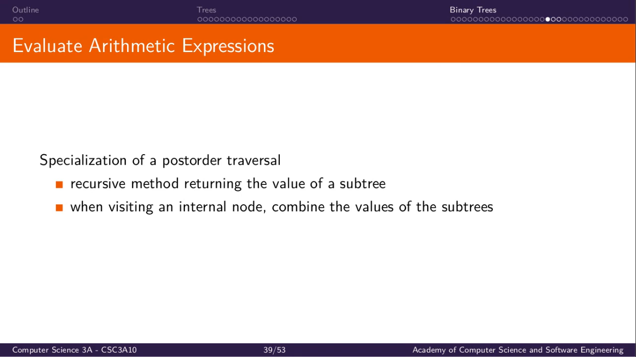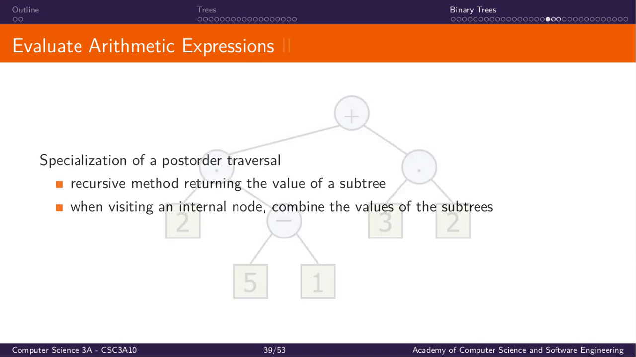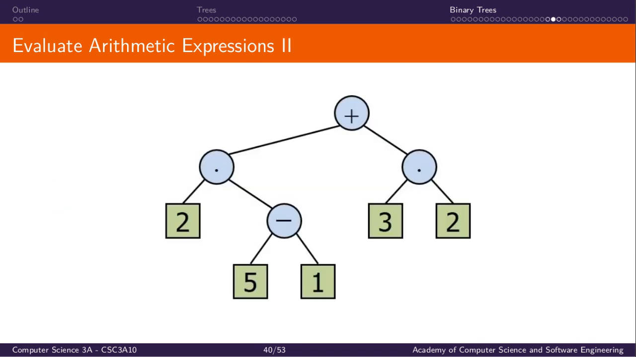When we visit an internal node, we're actually going to calculate, so use an operator on the values of the subtrees, the left and right subtrees. Of course, if it's an external node, then we're simply returning the value stored at that external node. We should recall internal nodes store operators, external nodes store operands or values. All right, so to calculate this, we're doing post order. So we only actually visit a particular node once we visited its descendants.